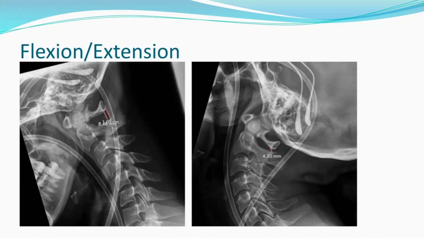We're looking for facet-mediated pain, other things we'll look at too. And sometimes on the flexion extension, the space in the front between the C1 arch and the dens will also change on flexion extension. We don't see it a lot, but it sometimes happens, which is a clue for CCI at that level.